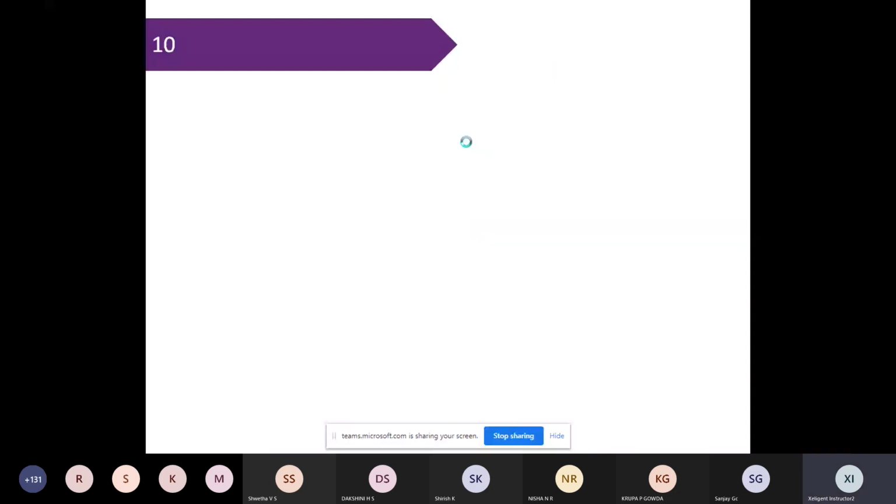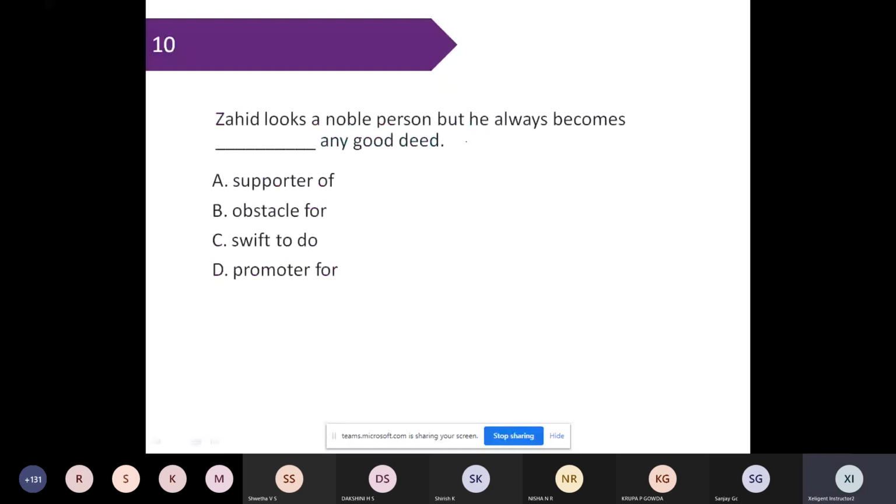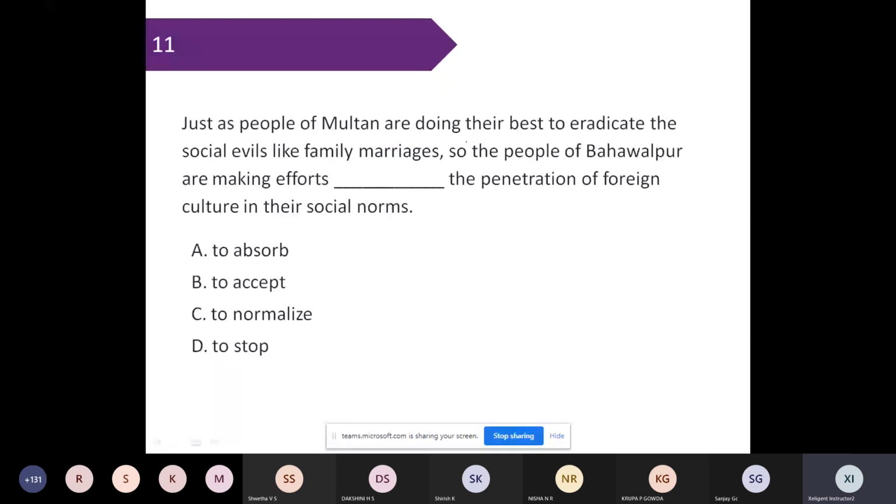Question number 10. Yeah, this is the same question. We can eliminate this. Question number 11. Just as people of Multan are doing their best to eradicate the social evils like family marriages, so the people of Bahawalpur are making efforts blank the penetration of foreign culture in the social norms.